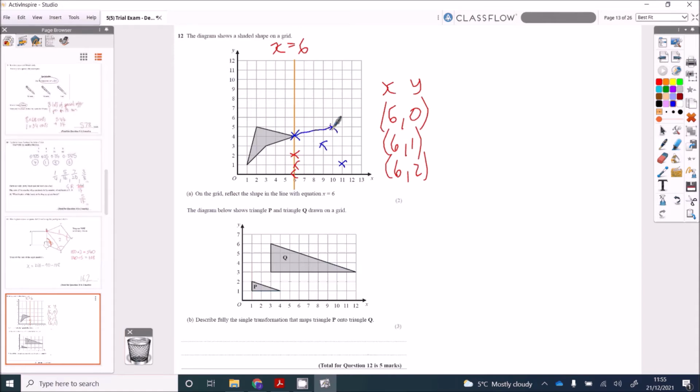With the ruler, go and join those together, giving you that shape like that. But please do it with the ruler. It's a lot quicker for me just not to use the ruler function.